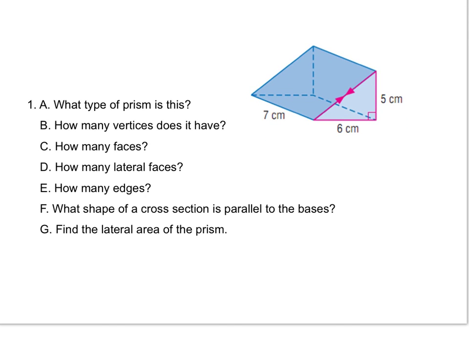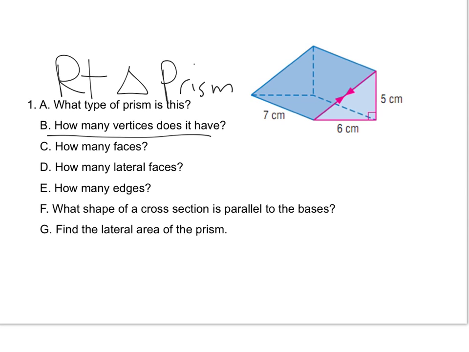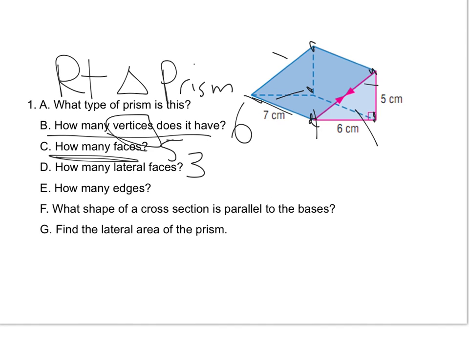Okay, let's take a look here. What type of prism is this? To be most specific, this is going to be a right triangular prism. How many vertices does it have? Vertices just means points. So 1, 2, 3, 4, 5, 6. So 6 points. How many faces? Well, how many two-dimensional sides? So 1, 2, 3, 4, 5. How many lateral faces? 3. How many edges? 1, 2, 3, 4, 5, 6, 7, 8.